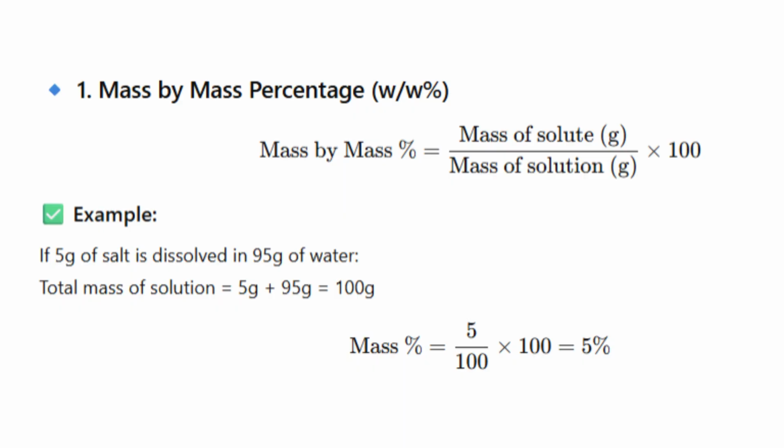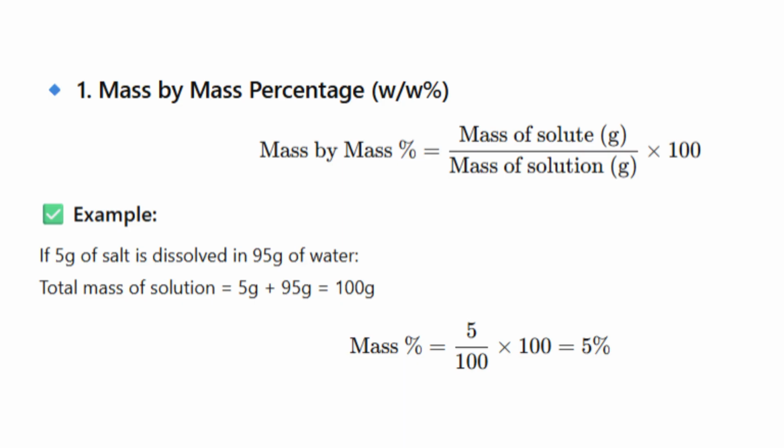Let's learn about mass by mass percentage, also written as W/W %. Formula: mass by mass % equals mass of solute / mass of solution times 100. Important: mass of solution equals mass of solute plus mass of solvent. Example: imagine we dissolve 5 grams of salt in 95 grams of water. Step 1. Total mass of solution equals 5 g salt plus 95 g water equals 100 grams.